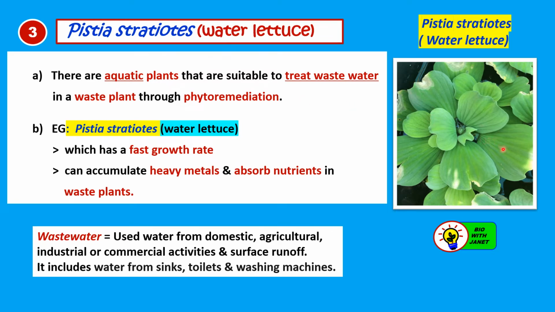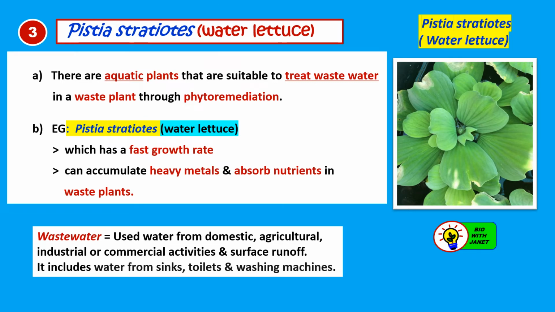So you can see the water lettuce here that floats on top of the water, just like the water hyacinth just now. It has a fast growth rate, just like the water hyacinth, and it can accumulate heavy metals and absorb nutrients in wastewater too. The word wastewater refers to used water from domestic, agricultural, industrial, and commercial activities and surface runoff. It includes water from homes, from the sinks, the toilets, and the washing machines.